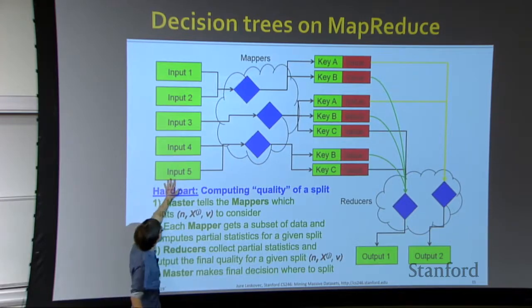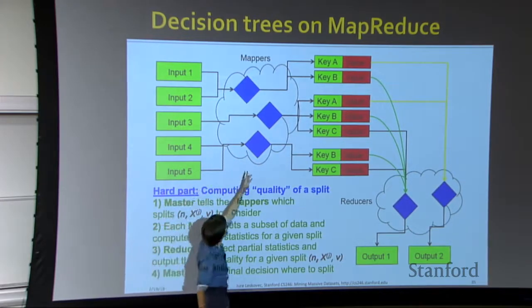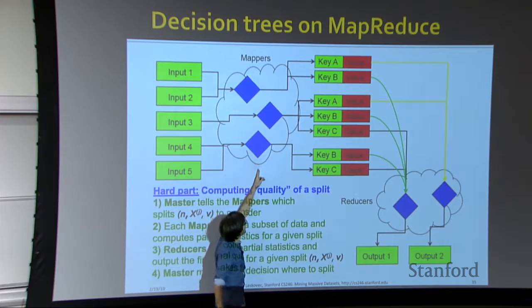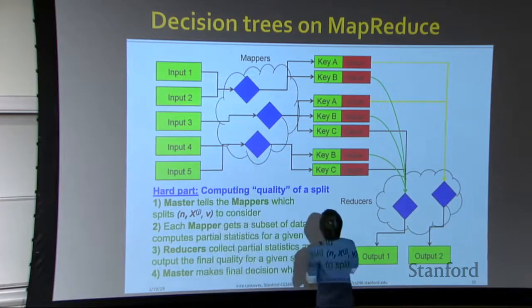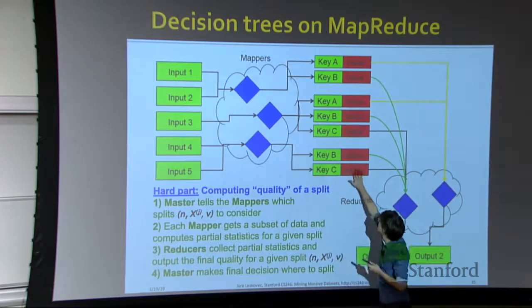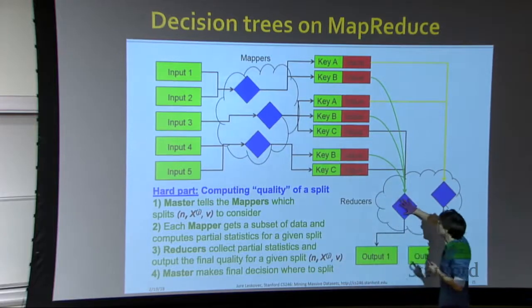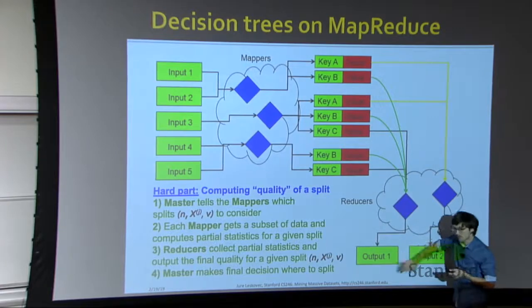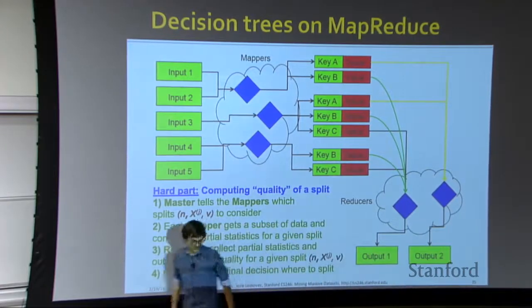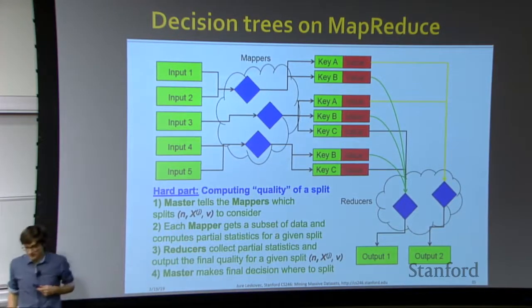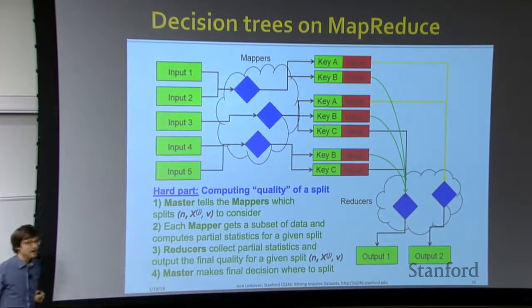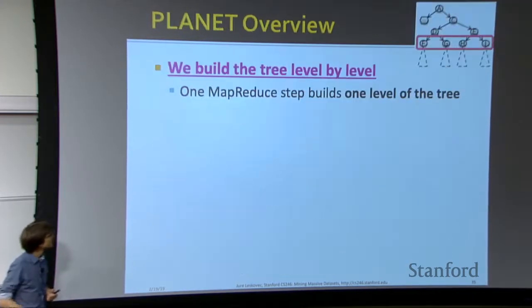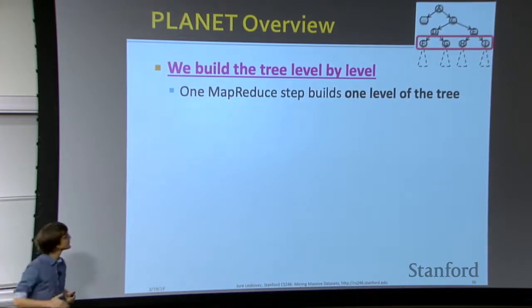Where input is the data sets, master sends into the mappers the tree and the candidate splits, and then the output here will be candidate split and some partial statistic so that the reducer can collect it, and out we get the final statistic for every candidate split so that in the fourth point, the master can aggregate it and make a decision, okay? So let me give you now the overview and then we'll go step by step.